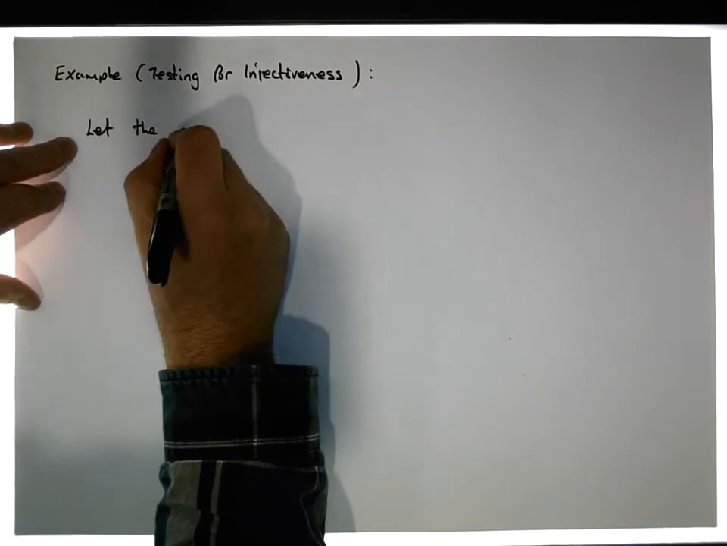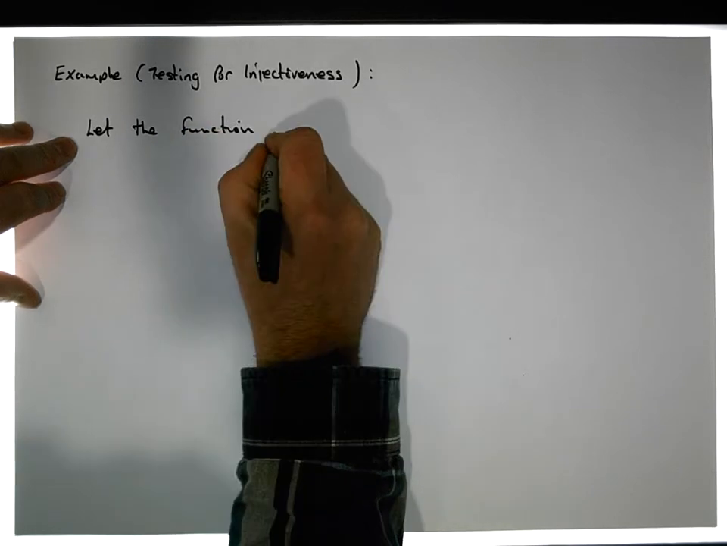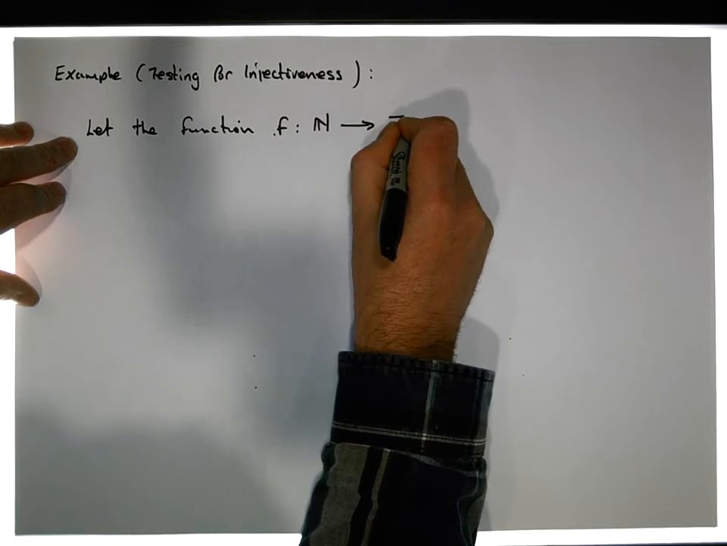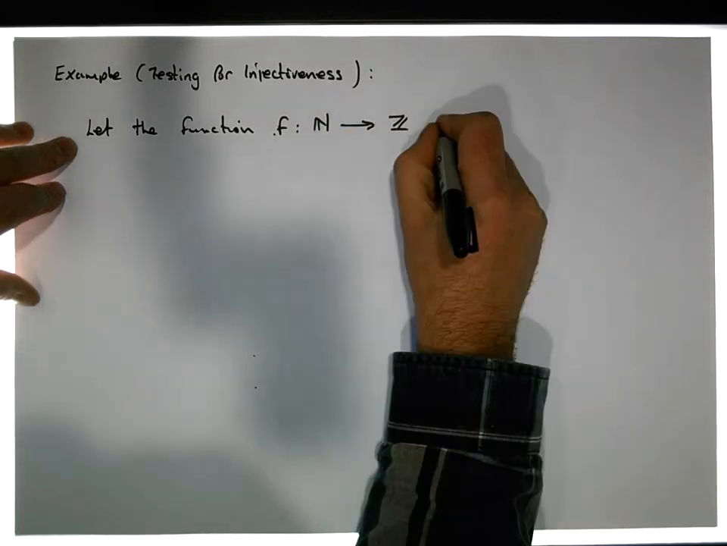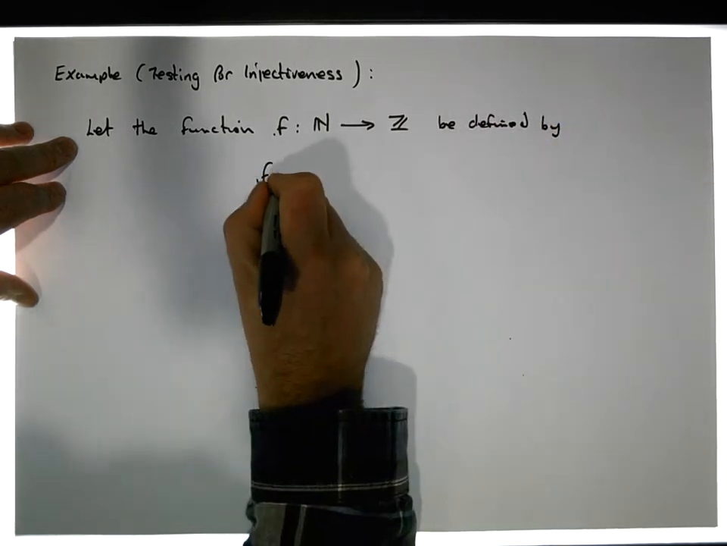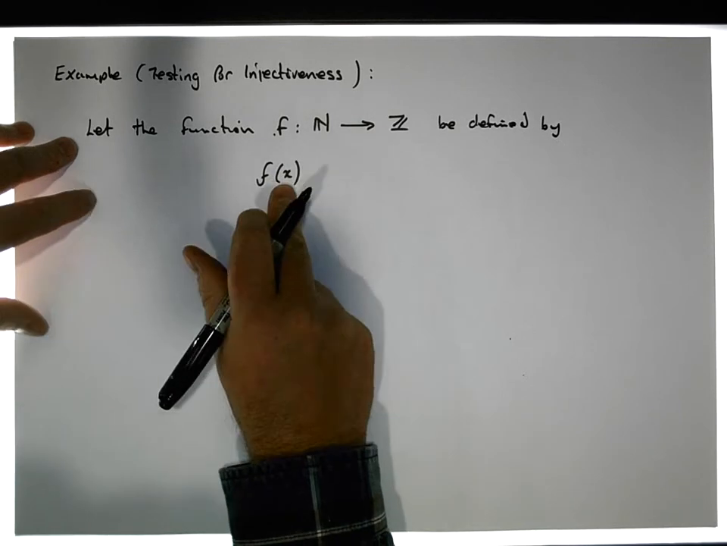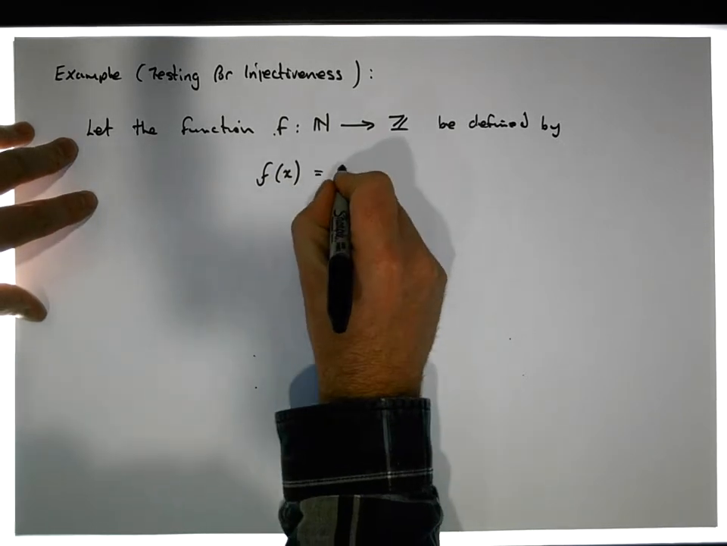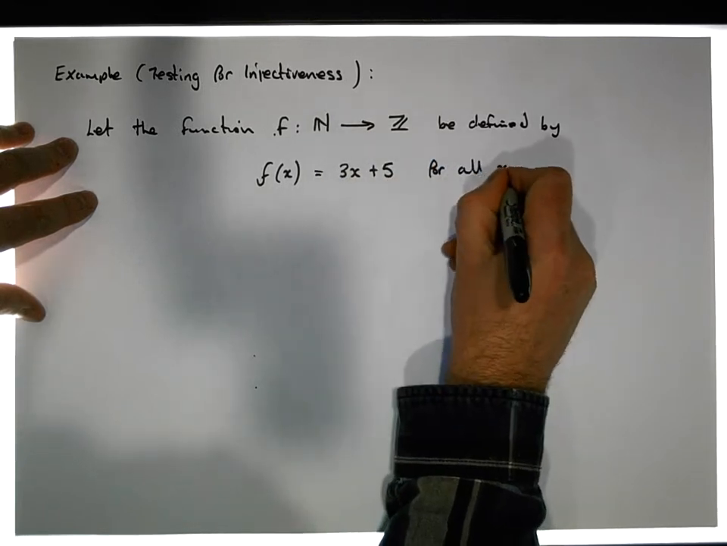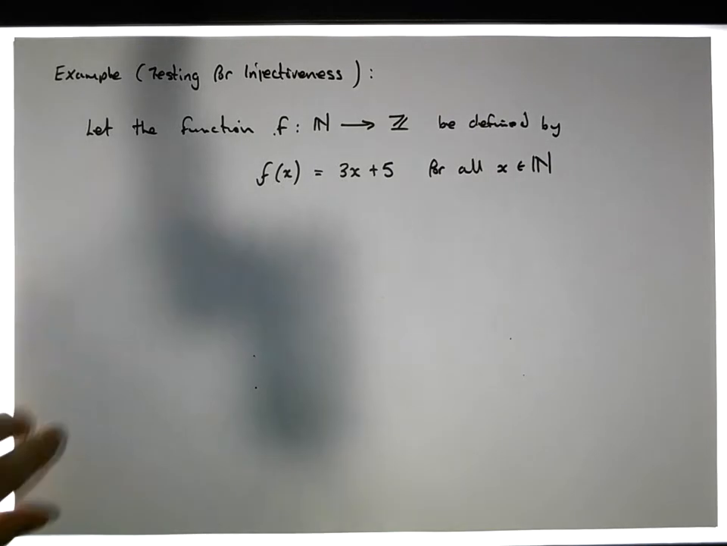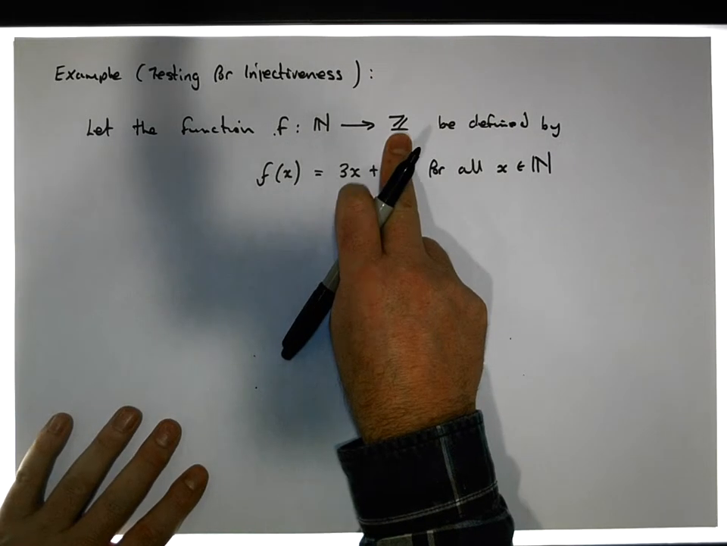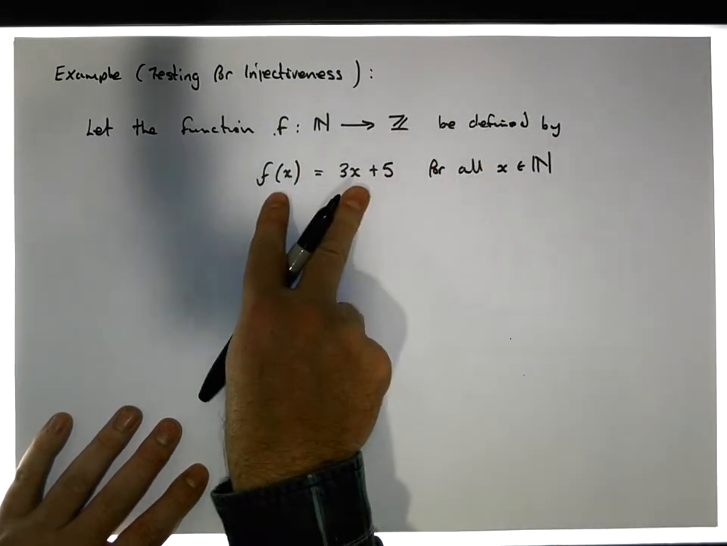So let's say the function f be defined to take natural numbers and map them into the integers, and let that function be defined by f of x, a domain value, is equal to 3 times x plus 5, for all x that are elements of the natural numbers. So we've defined the function, we've specified its domain values and codomain values, and we've given an actual implementation of how the function works.